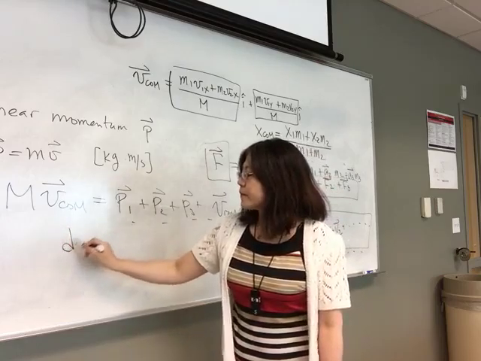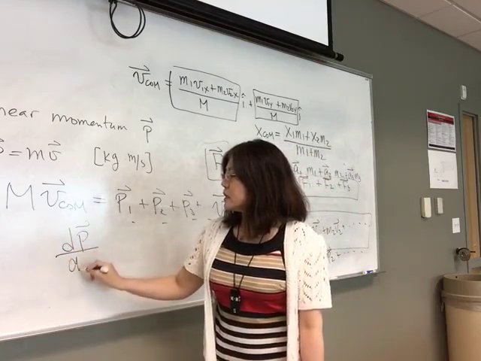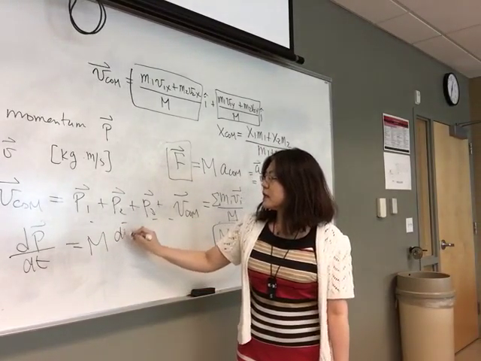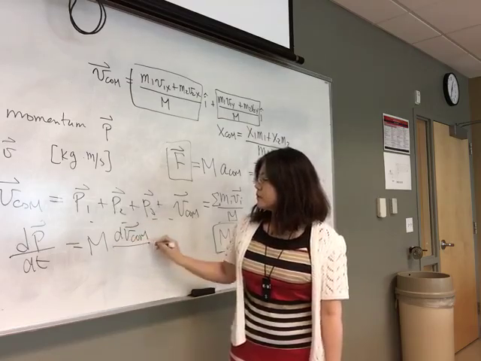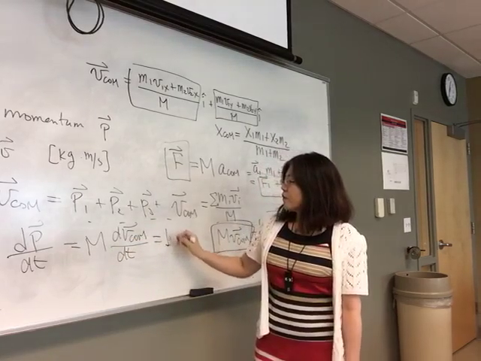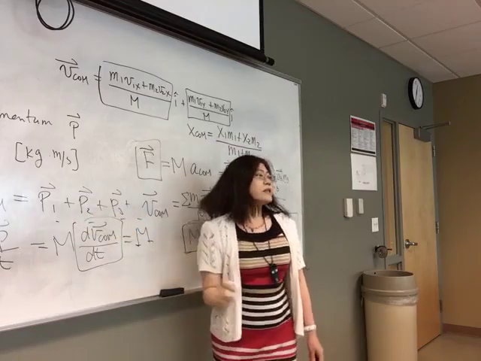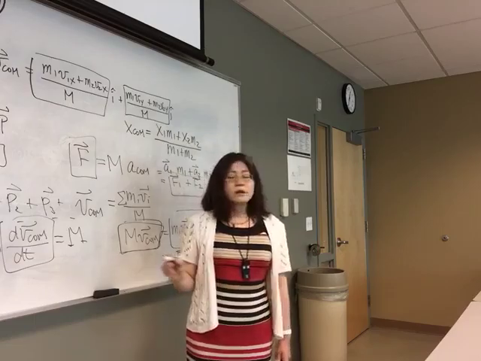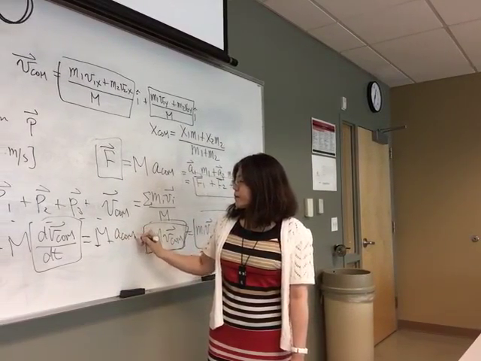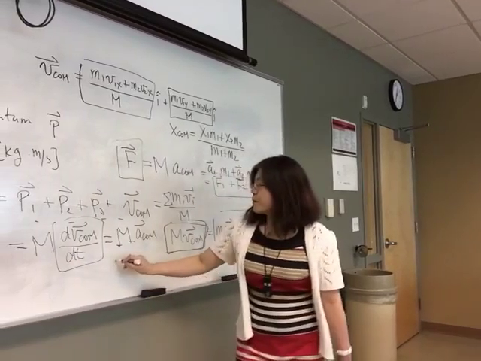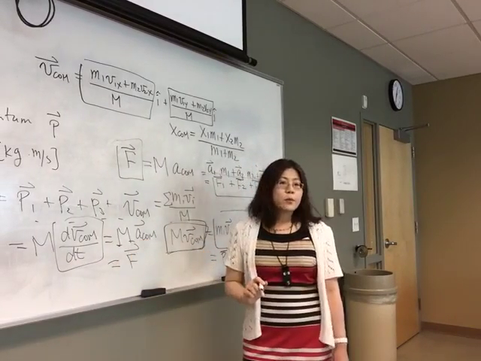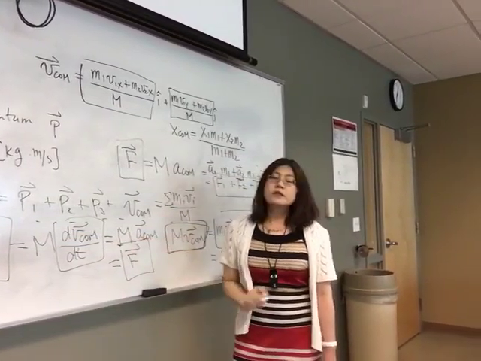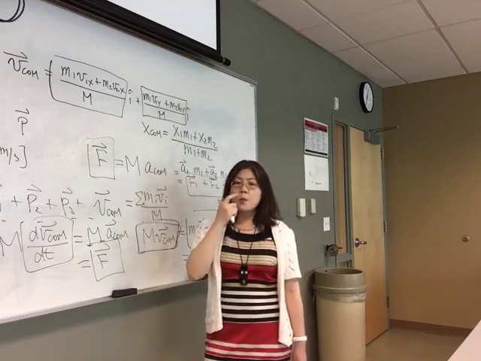So you have your dP/dt, and on the right hand side, the mass of the system does not change, and then m d VCOM/dt. And we know that d VCOM/dt is just ACOM, right? So that is your ACOM, and that will be the external force applied to the system. So the force acting on the system is basically equal to the time rate of change of linear momentum.